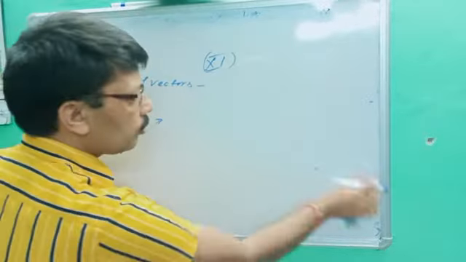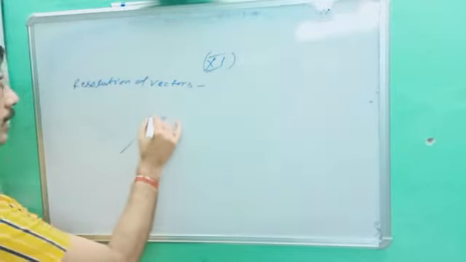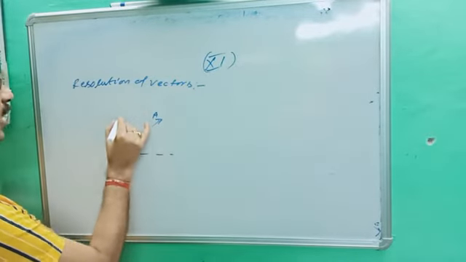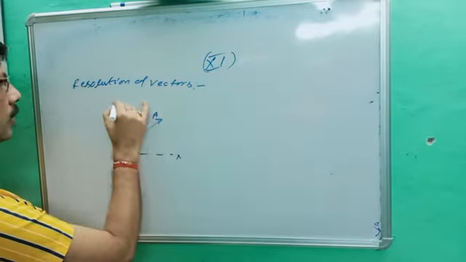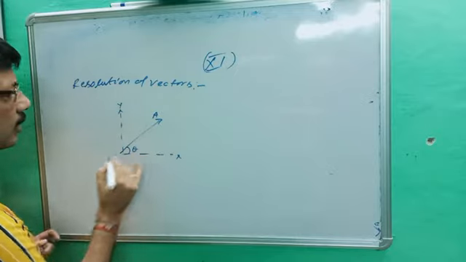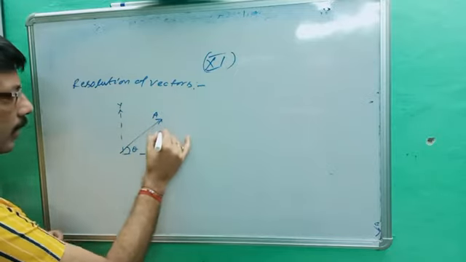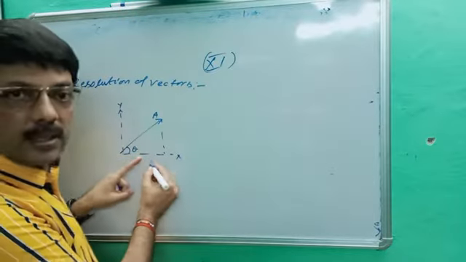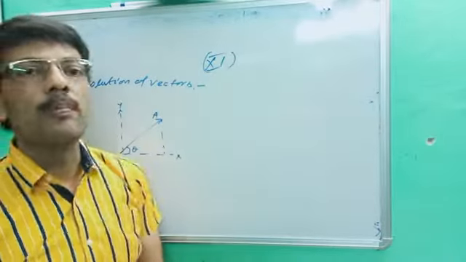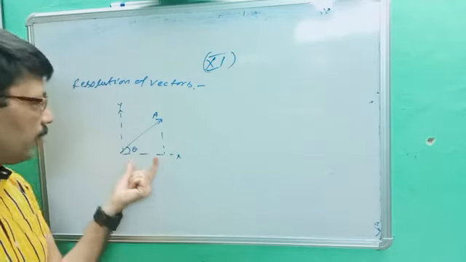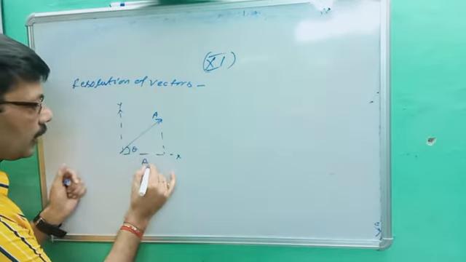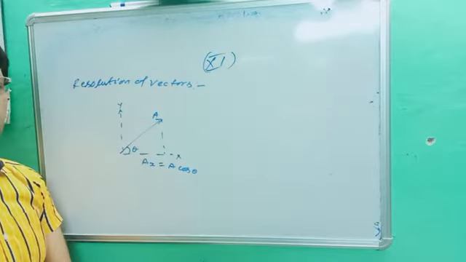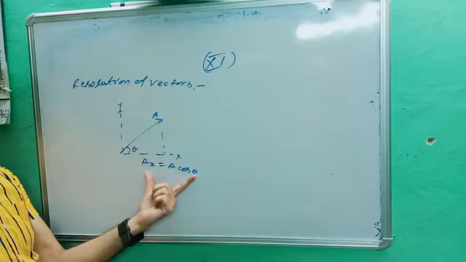So what you will do, this is known as, let's suppose, vector A. You have to resolve it into two components like this. This is the x component, this is the y component. Let's suppose this angle is theta. So this is the base, this is the perpendicular, and the base will be cos theta. Keep in mind, cos theta is equal to base upon hypotenuse. So its base will be cos theta, so Ax will be A cos theta.